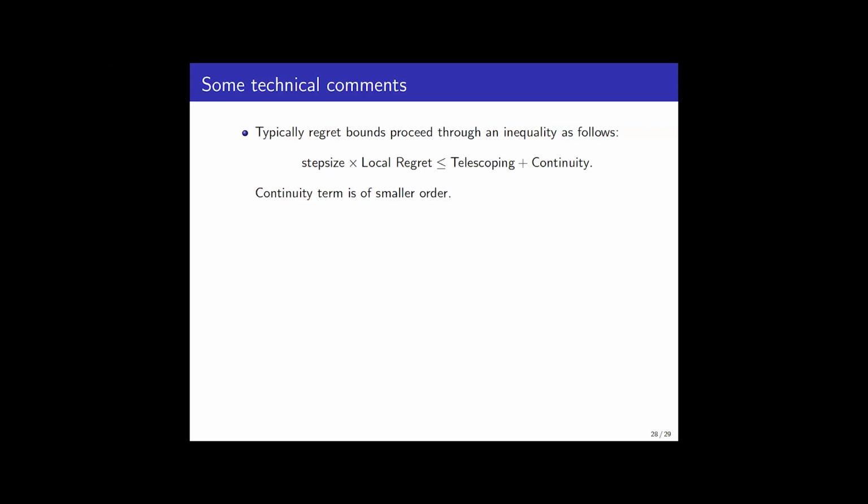So the continuity part is typically something which is of a smaller order than your step size. So maybe something like square of the step size. And the telescoping part is what will kind of cancel out when you sum up over all your local regrets. So that will cancel out a large chunk of terms. And since the continuity term is already of a smaller order, that gives you a reasonable handle on your regret bound. So typically that's how things work.